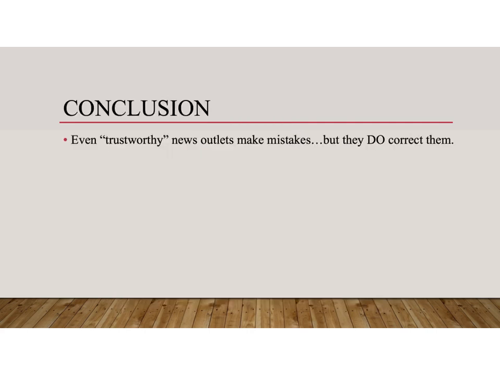And in conclusion, even trustworthy news outlets make mistakes. So this is not necessarily a defense of all news outlets, as if news outlets are perfect and there's no bias and those kinds of things. But a trustworthy news outlet will still make mistakes at times because people are human. But the difference between a trustworthy news outlet and an untrustworthy one is that trustworthy news outlets correct their mistakes. So they'll retract a story, they will fire journalists, they will put journalists on leave, they will do whatever they need to do to correct the error.